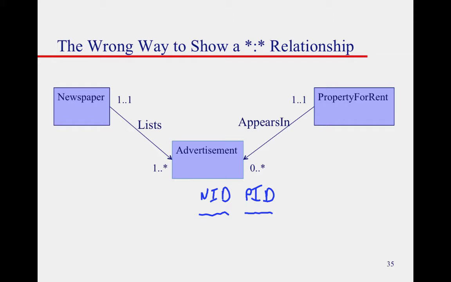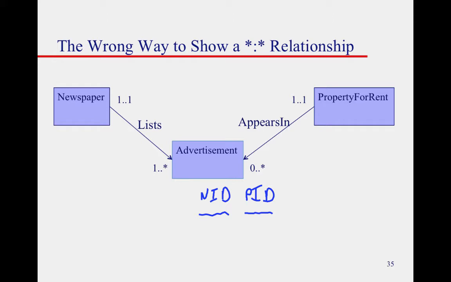But as I said, this is the wrong way to express the relationship because it completely obscures the fact that newspapers advertise properties for rent. Instead, you're creating this artificial entity called advertisement, sticking it into your entity relationship diagram and making it look like property for rent and newspaper have no relationship with each other. Instead, they have this relationship with advertisement, when instead the relationship is between the newspaper and a property for rent.